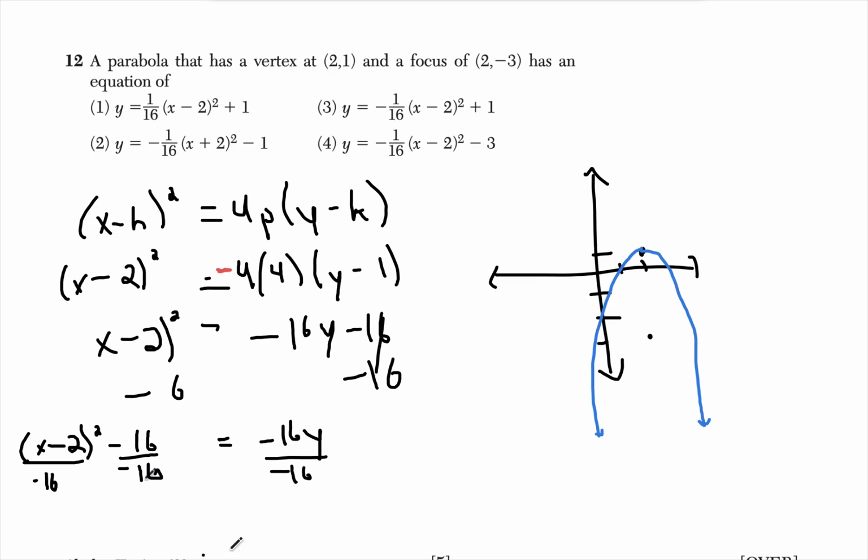All right. When I do that, this cancels out. I'm left with y equals, this becomes positive 1. And then this becomes negative 1 over 16 times x minus 2 squared. A lot of work, but I believe it's answer choice number 3.